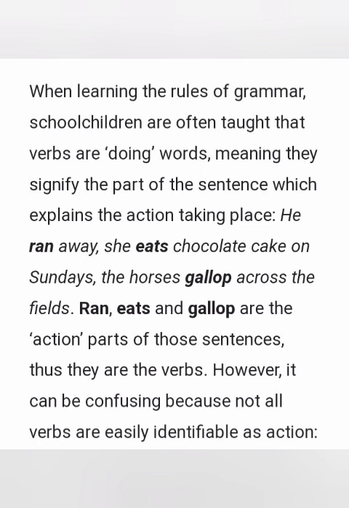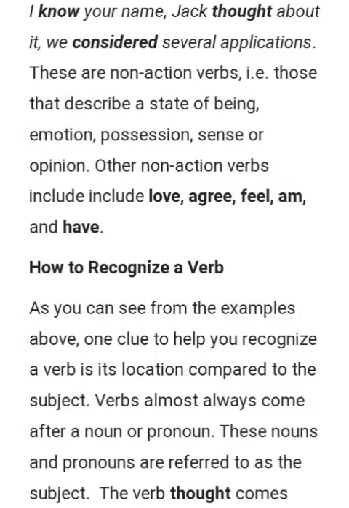However, it can be confusing because not all verbs are easily identifiable as actions. I know your name. Jack thought about it. We consider several applications. These are non-action verbs, those that describe a state of being, emotion, possession, sense, or opinion. Other non-action verbs include love, agree, feel, am, and have.